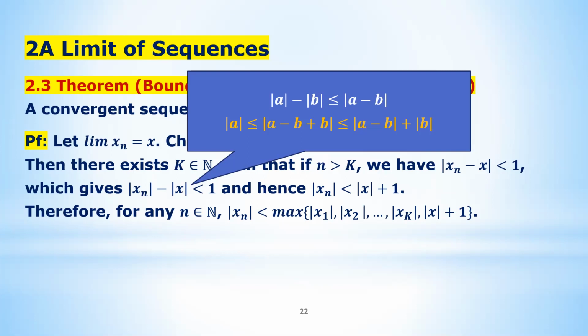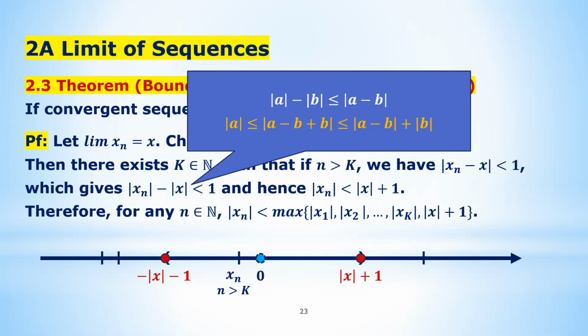The last number controls the rest of the terms after xK. This may be a big number, but it is a fixed number because it does not depend on n. It only depends on K, and K depends on epsilon, which is equal to 1. So I just use this huge number, and this huge number controls every term in the sequence. So this actually reaches the conclusion.